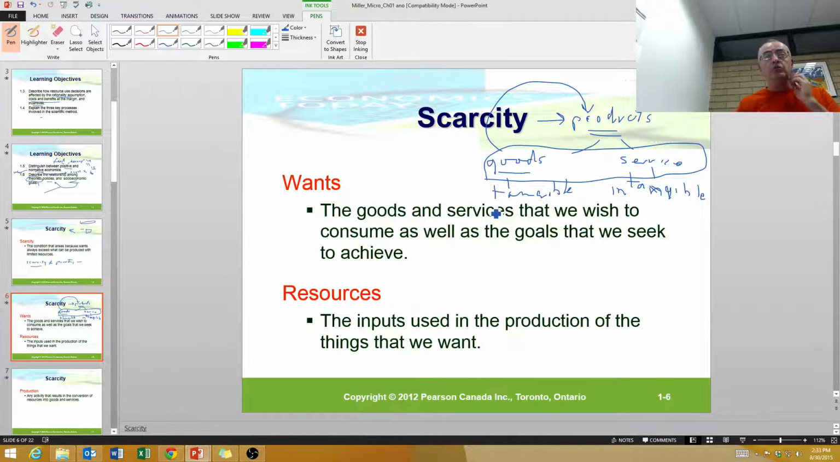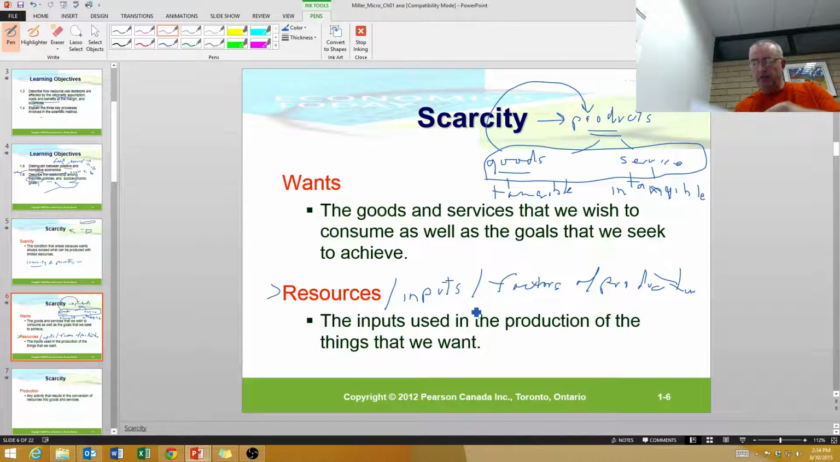Okay. So when we talk about resources, another name for resources is inputs. Another name for resources in economics is factors of production. These terms are synonymous. They all mean the same thing. In economics, resources, inputs, factors of production, whatever, it's all the same stuff.